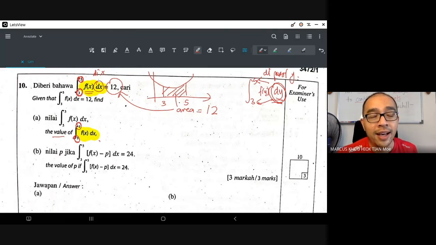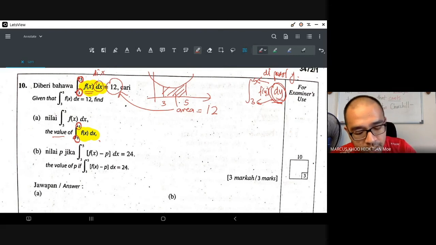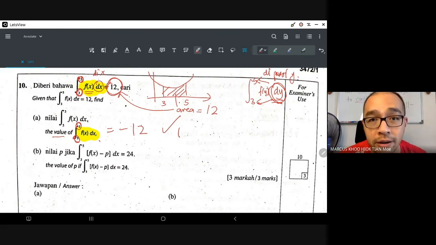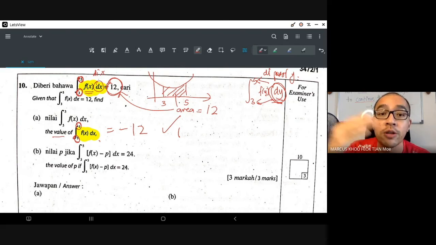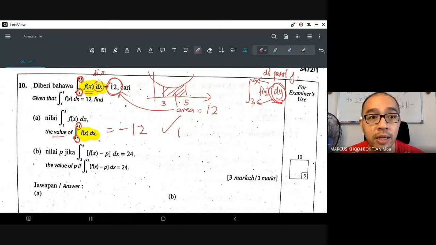If the limits of integration switch positions, what happens is the 12 will become negative 12. It is a 1-mark question. Tiada apa-apa pun untuk dikira. Kamu kena faham saja. Kalau saya kira daripada 3 sampai 5, the area from 3 to 5 is 12. Kalau saya patah balik, if I switch positions, the area will be a totally different sign. Positive akan jadi negative. Itu je. So watch out for this question, people.